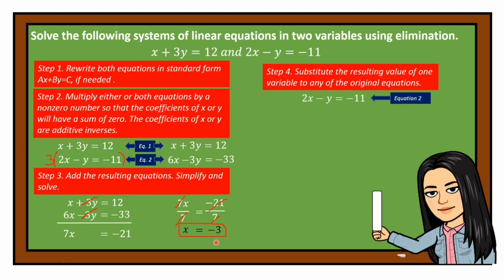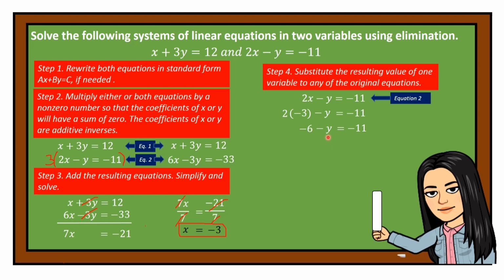So, equation 2 ang gamitin natin, which is 2x minus y equals negative 11. So, copy 2, and then x will be substituted by negative 3. Kasi, yun yung value na nakuha natin sa step 3. And then, copy minus y equals negative 11. 2 times negative 3 is equal to negative 6. Copy minus y equals negative 11.